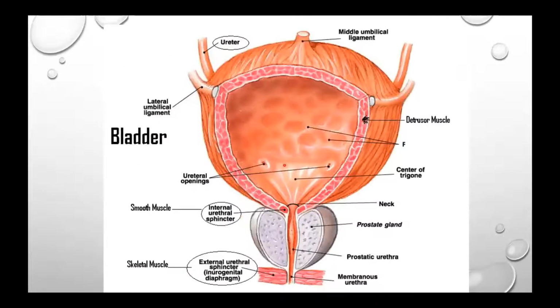This picture is more clear. You can see this is the interureteric crest or bridge, and this is the apex of the trigone, and these are the openings of the ureters.